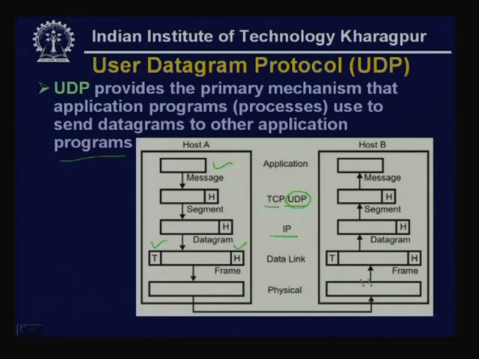It goes to the other side through the internet. And at the other end, as it reaches the destination host, it goes up through the data link layer and the IP layer, and headers and trailers are removed. Ultimately the message is delivered to the application of host B. So this is how the communication takes place with the help of UDP.